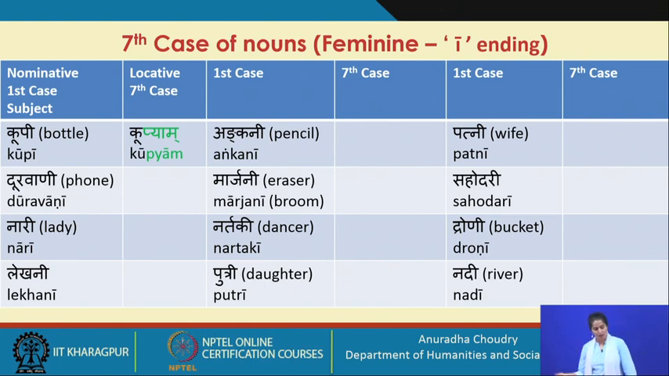Some e ending words. Kupi, kupyam. Duravani, duravanyam. Nari, naryam. Lekhani, lekhanyam. Ankani, ankanyam. Marjani, marjanyam. Nartaki, nartakyam. Putri, putryam. Patni, patnyam. Sahodari, sahodaryam. Droni, bucket. Droni, dronyam. Nadi, nadyam.